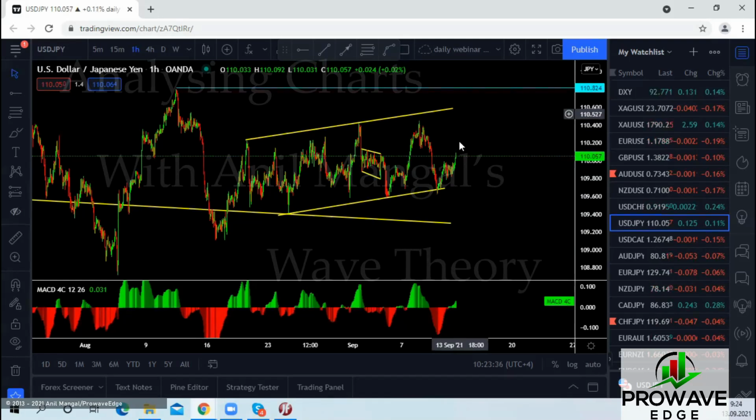So this piece is, if you're in the trade, good. If you're not in the trade, just let it happen and then look for the sell from the top coming down.